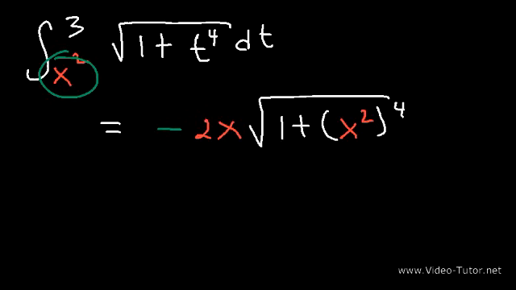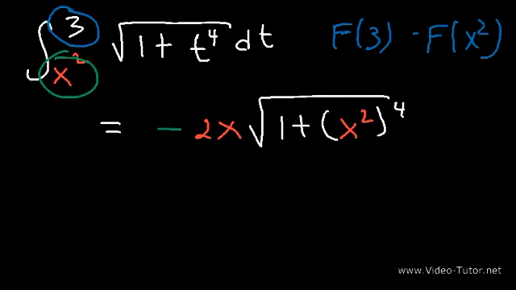So when you integrate the function, it's going to be F of 3 minus F of x squared. And when you differentiate F of 3, that's going to disappear. But this negative sign will be attached to the F of x squared part. And so here it is.